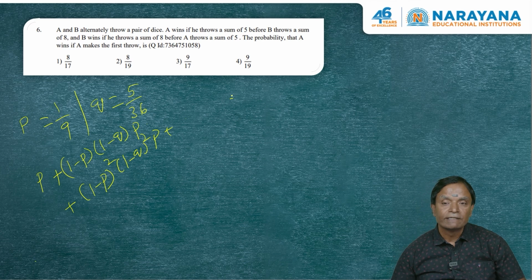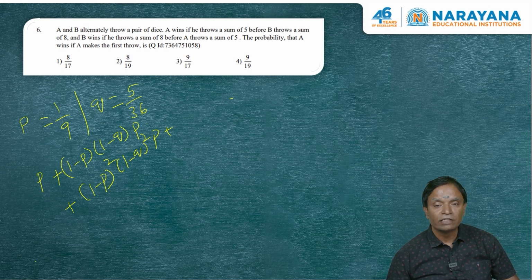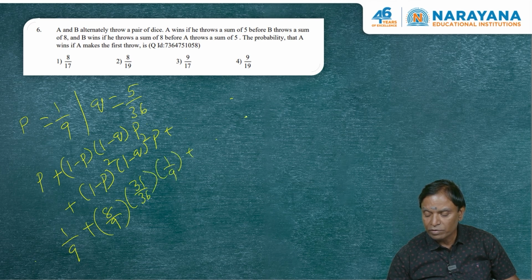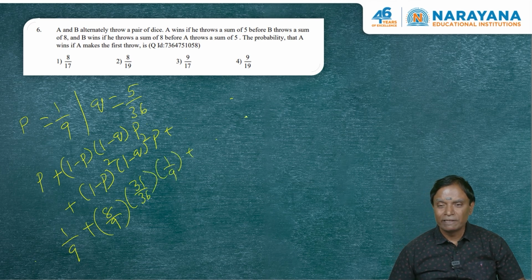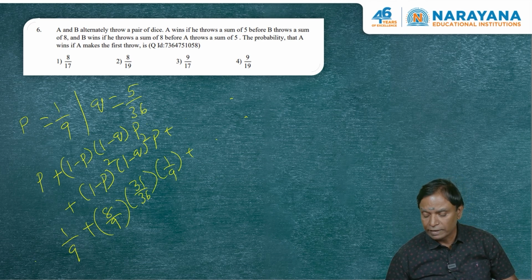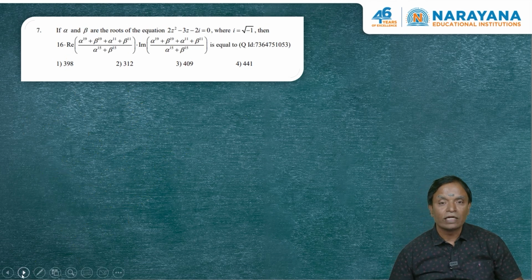It forms a sum of an infinite GP, which you can find. Or else you can put 1 by 9 plus 8 by 9 into 31 by 36 into 1 by 9 plus so on. For the sum of an infinite GP series, I think you know, it is a by 1 minus r, you can calculate it. Now let us go to the next problem.